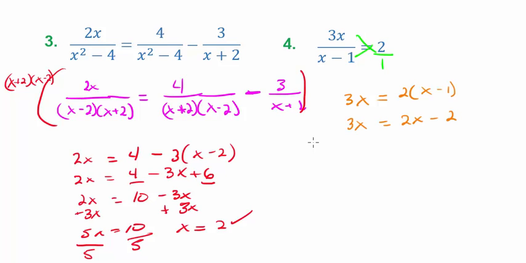Which then I'm going to combine or move the like terms to the same side. So I'm going to subtract 2x from both sides, and I get x is equal to -2.